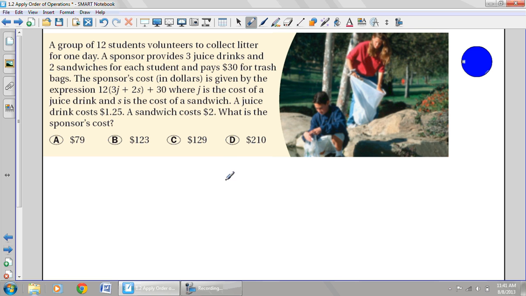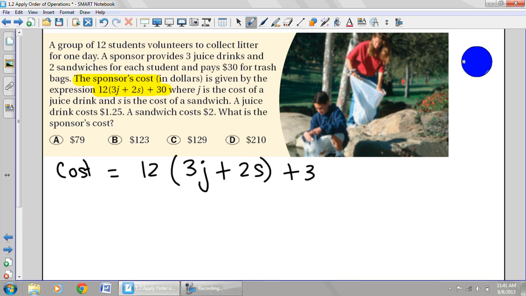Pause the video, read the question, understand the question, and then start the question again. The sponsor's cost is given by the expression. So this expression goes with the sponsor's cost. You need to understand what things represent, and the starting point will always be an expression or an equation. So the sponsor's cost is given by 12 parenthesis 3j plus 2s plus 30.